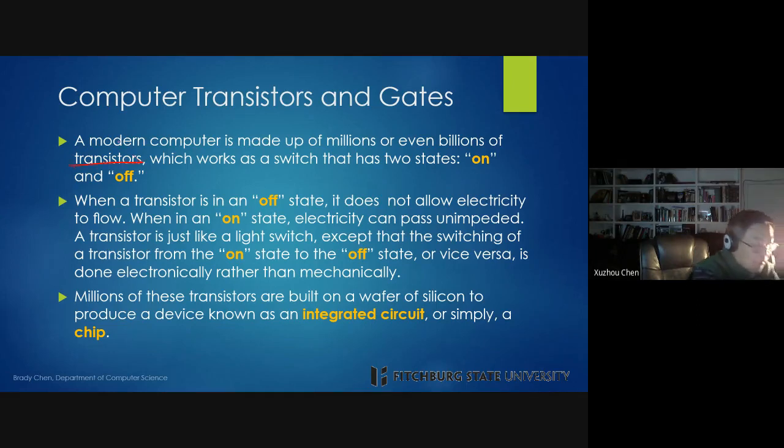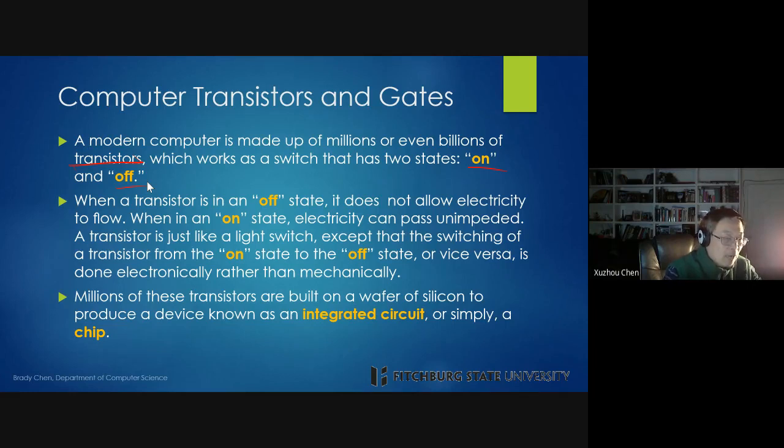Now, these transistors work as switches that have two states, on and off. But as we say, these transistors are electronic switches. It's not the switch that we use to control the light, where you have to manually switch it on and switch it off. It's controlled by electricity, electronically controlled. So these are called electronic switches.